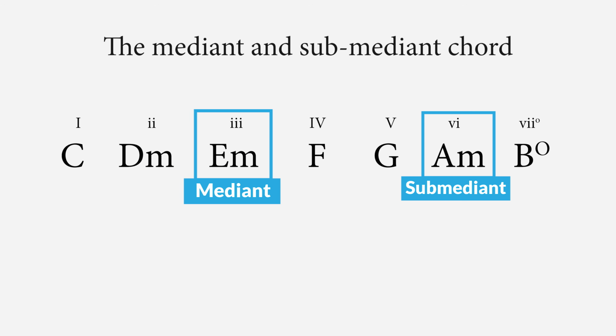In C major, the E minor or E minor 7 chord is the mediant, and the A minor or A minor 7 chord is the submediant. Now, when you play the mediant E minor in combination with the tonic C major, it sounds easing and peaceful, because both chords have the same tonic function.